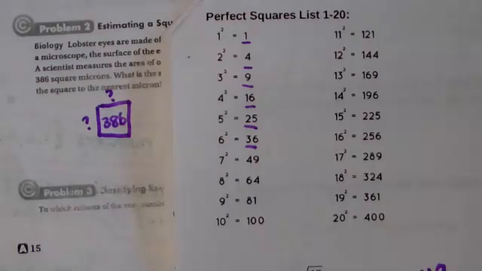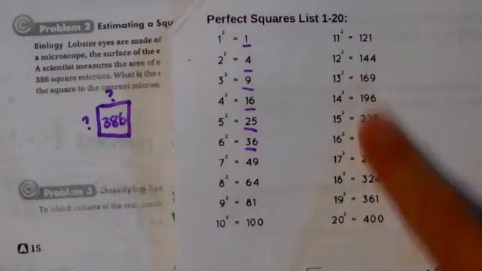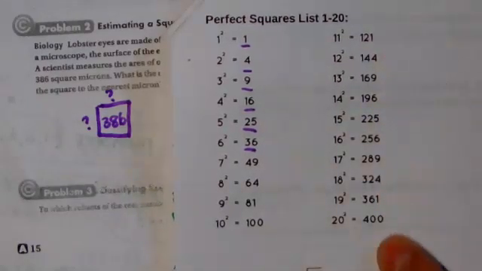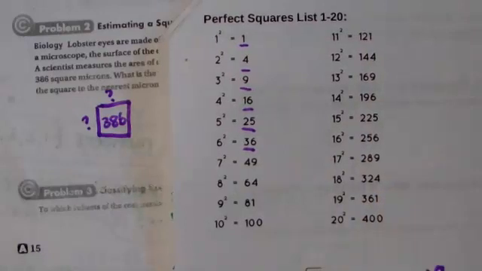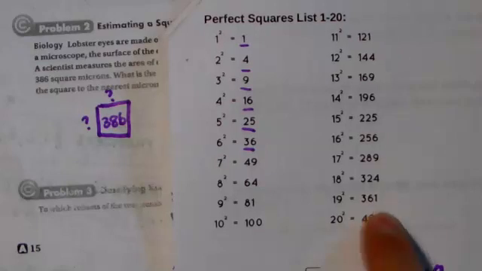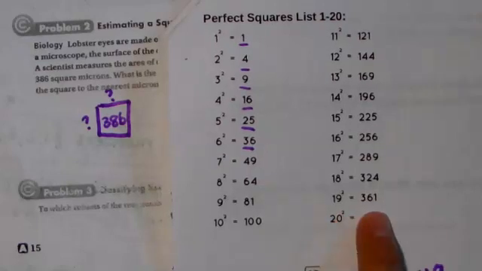Now, we can get super close, right? This says to the nearest micron, so to the whole number, but we could actually even get to tenths, which I'm going to show you here in just a second. So, what we want to do is look at this list and figure out where does 386 fall in between? What perfect squares does that fall in between? Go ahead. It falls between 19 and 20, right? Because 19 squared is 361, 20 squared is 400.